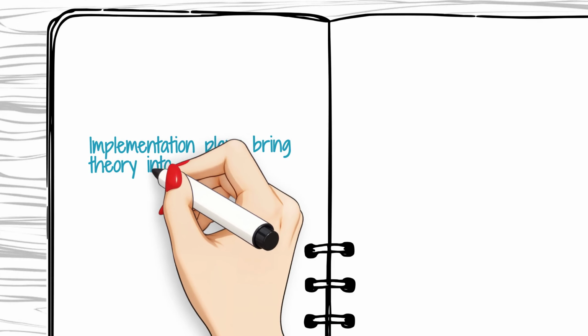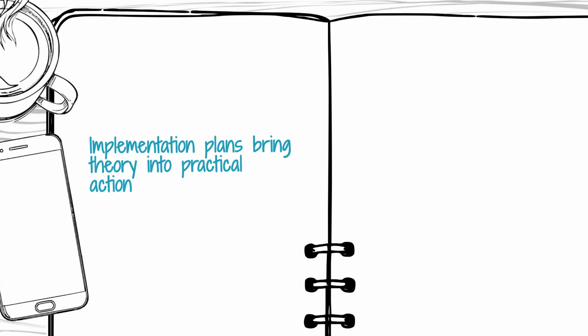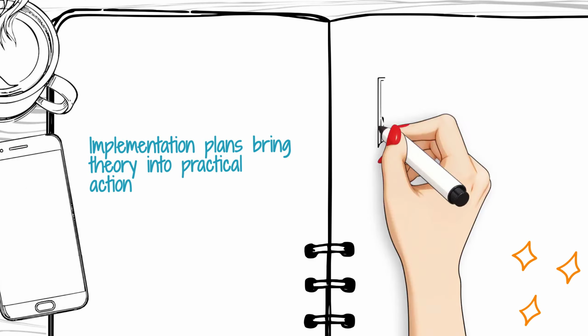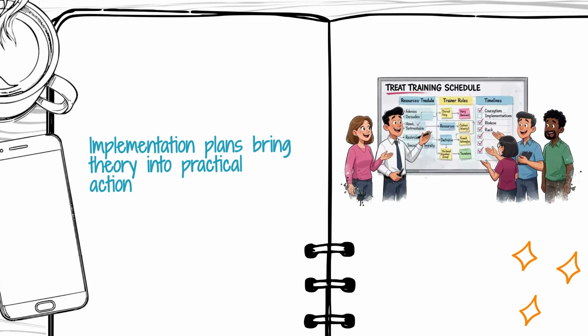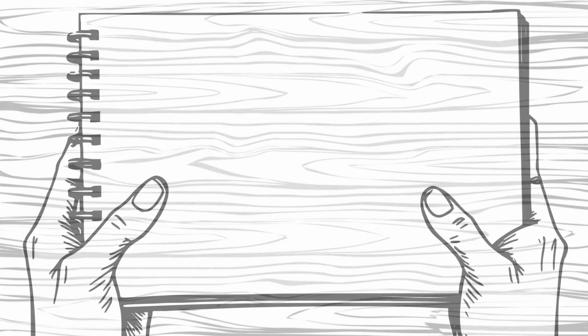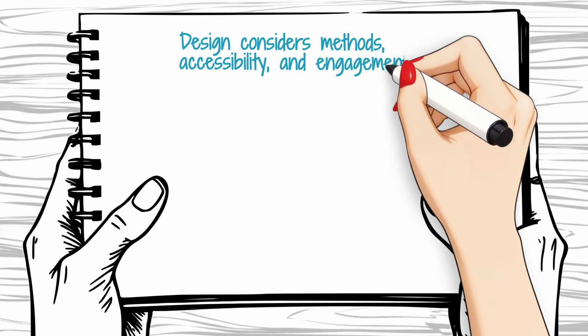Implementation planning transforms theory into practice. Here, we ask what will be taught, by whom, in what sequence, using which resources, and over what timeline. The plan should identify roles, materials, delivery methods, and anticipated barriers. In an academic setting, this may include workshops, guided practice, digital modules, peer discussion, or coaching.